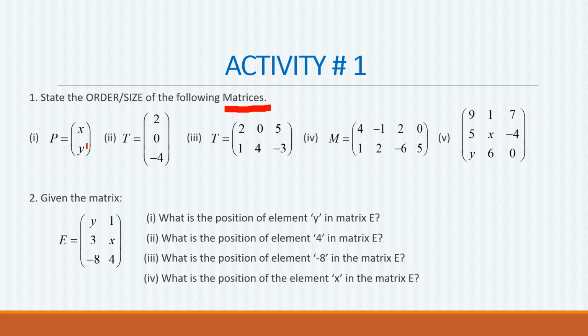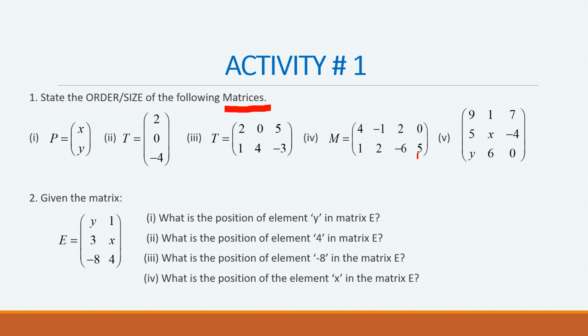Okay. All right, so do this activity, guys. It's pretty easy. All you need to do is tell what is the order or the size of matrix P, the order or size of matrix T. So we have 2 matrix, 2 T's here. And you have to tell the order or the size of each of them.